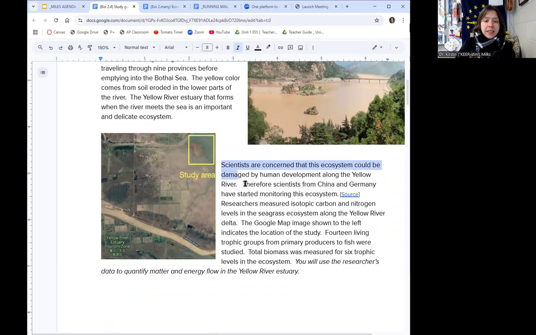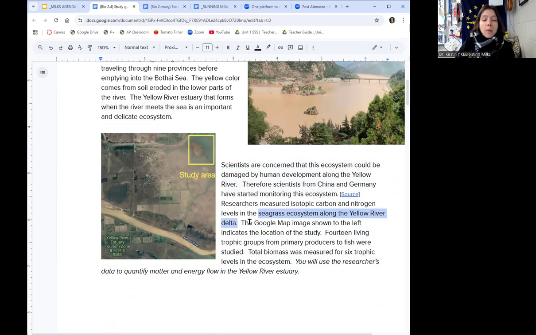Scientists are concerned that this ecosystem could be damaged by human development along the Yellow River. That means when people build houses and shopping malls and all kinds of things. Therefore, scientists from China and Germany have started monitoring this ecosystem. Researchers measured carbon and nitrogen levels in the seagrass ecosystem along the delta, this area that is kind of swampy land.